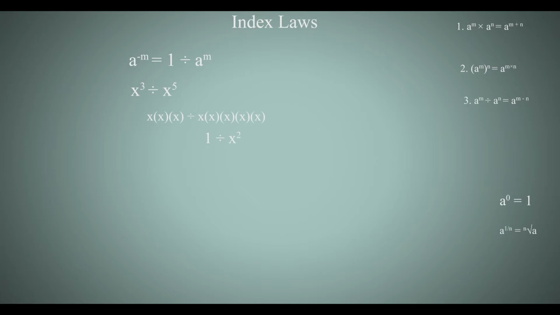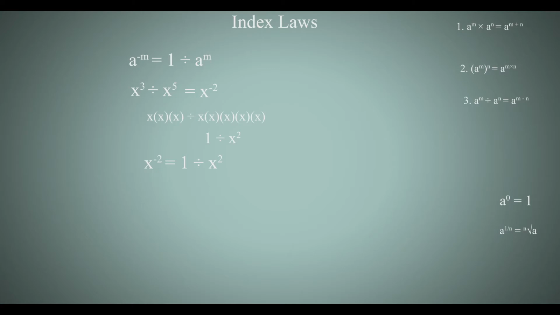And using our third rule, we can see that x to the power of 3 divided by x to the power of 5 is equal to x to the power of negative 2. So we can also see that 1 over x to the power of 2 is the exact same as x to the power of negative 2. So in a general case, we would just have to put 1 over and then that number and remove the negative symbol.